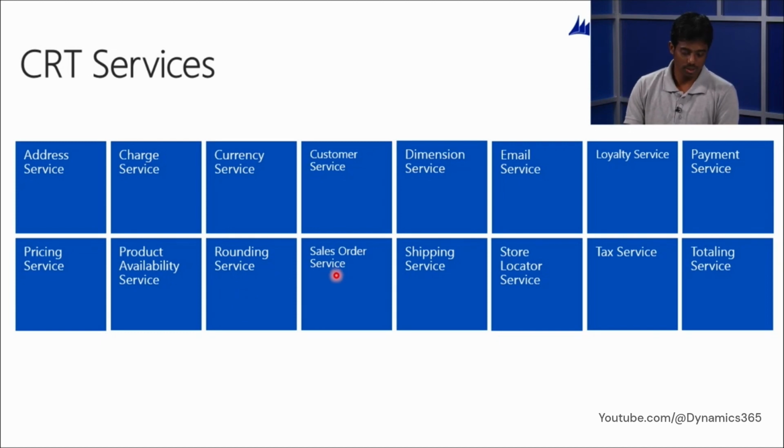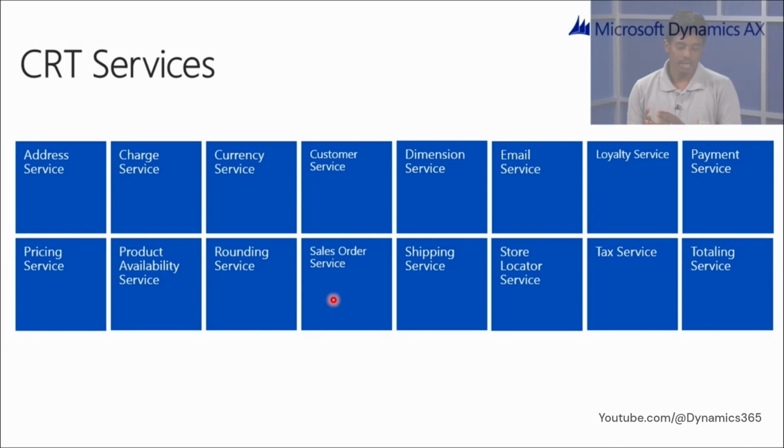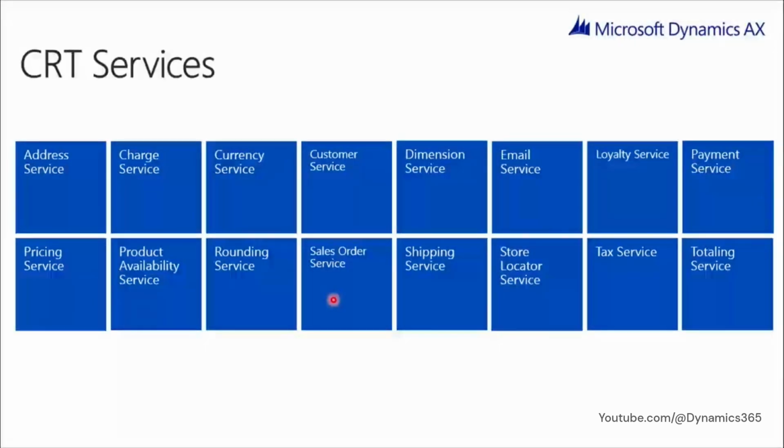Next would be the most important service, which is very essential for a retailer, which is the sales order service. This creates a sales order based on a customer's shopping cart. So when a shopping cart is submitted after the checkout process, it does a CRT call, the sales order service gets called, an order gets created, and in turn it gets moved to AX.